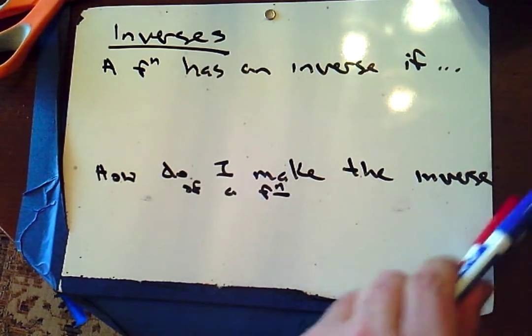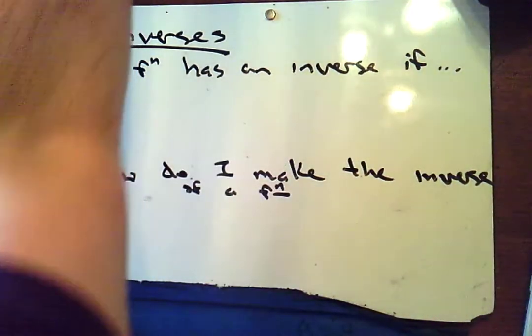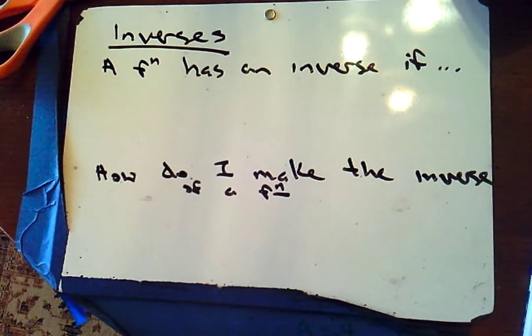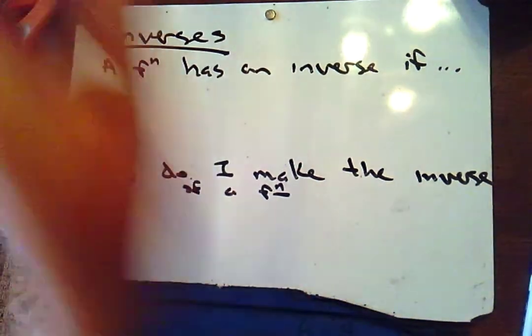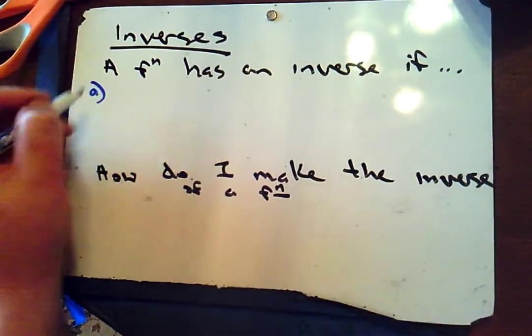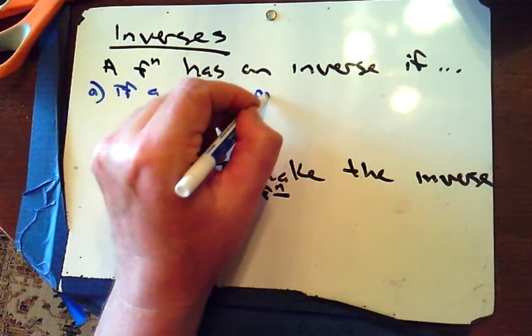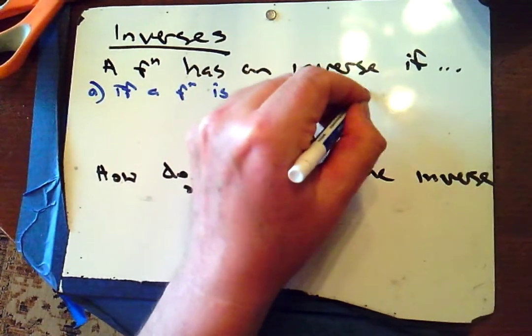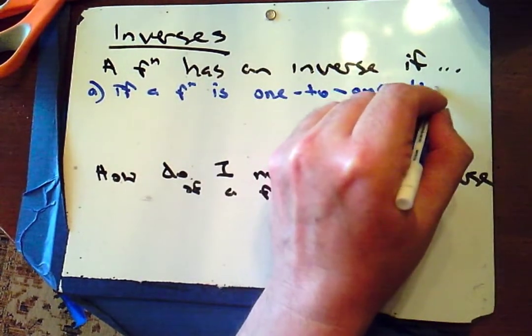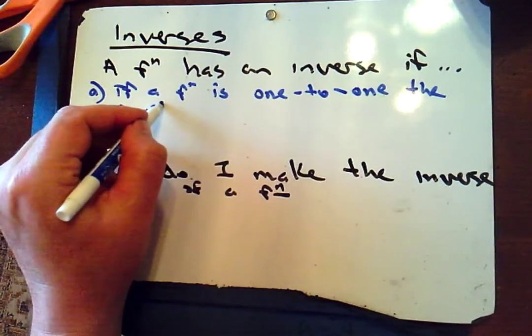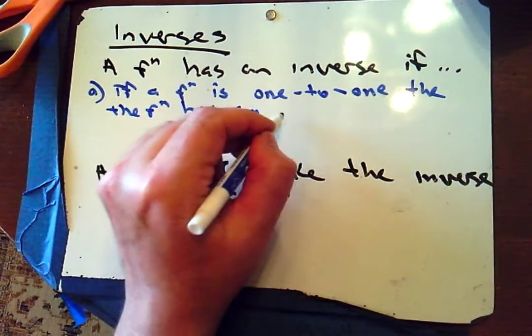Why don't you take a minute to see if you can remember anything from pre-cal algebra 2. I don't think you talked about inverses in algebra 1. You might have, depending on your teacher. So what do you know about inverses? Well, the first thing I'd say is if a function is 1 to 1, then the function has an inverse.